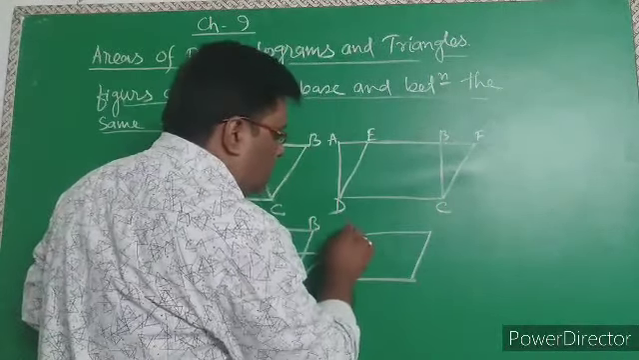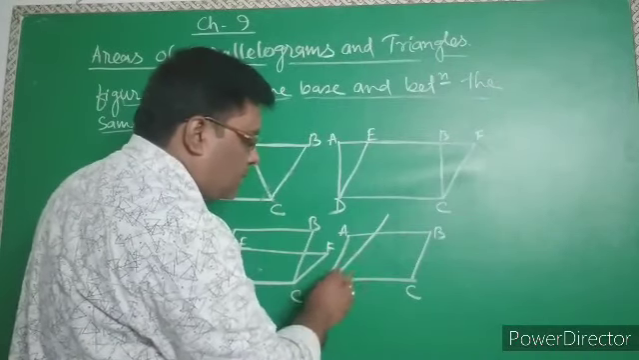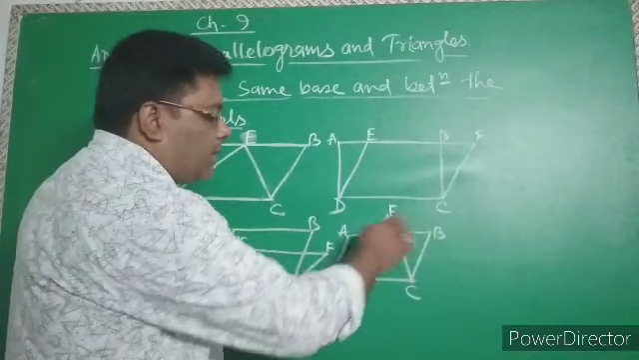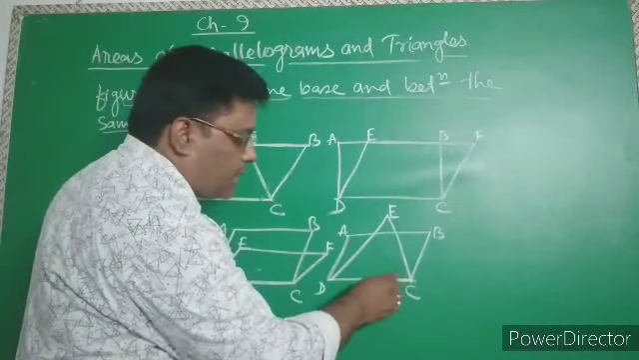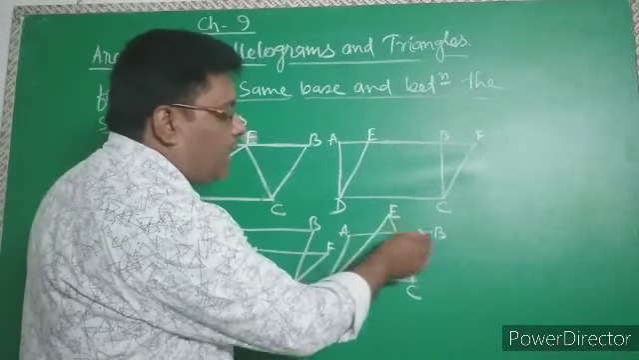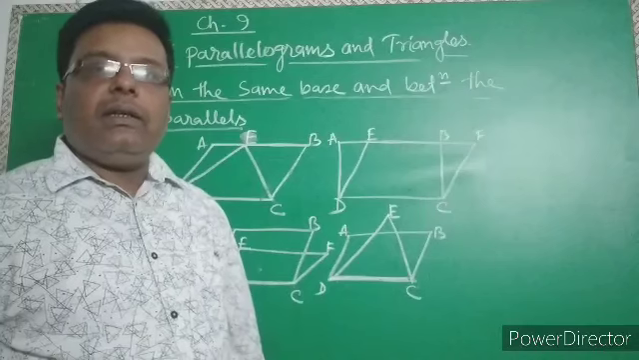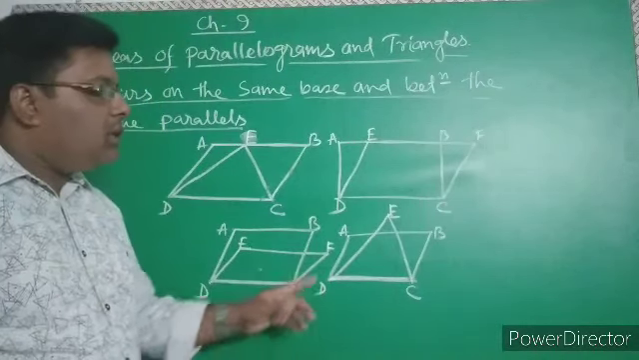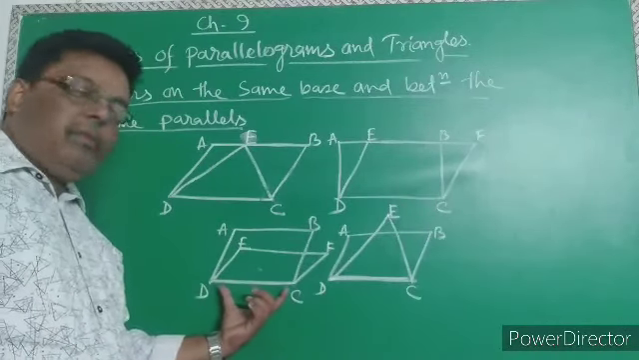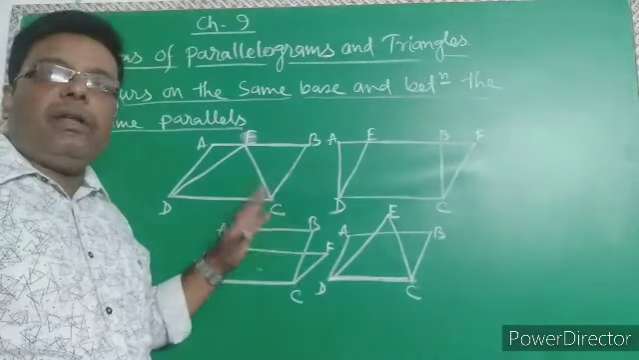Similarly, if we draw a rectangle here, suppose ABCD or PQRS, any parallelogram, and suppose ECD is a triangle. Both the parallelogram and the triangle have the common base CD, but the vertices E and AB do not lie on the same line. That is, both the figures do not lie between the same parallels. So there are some figures which lie between the same parallels and on the same base, but there are some figures which may lie on the same base but not between the same parallels.